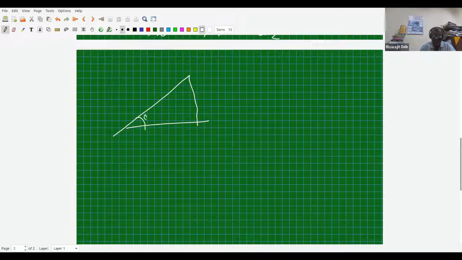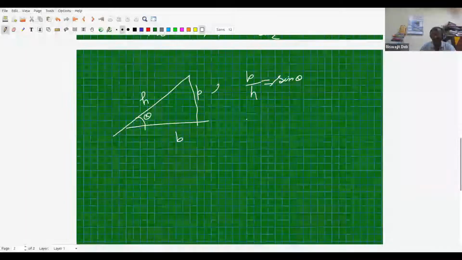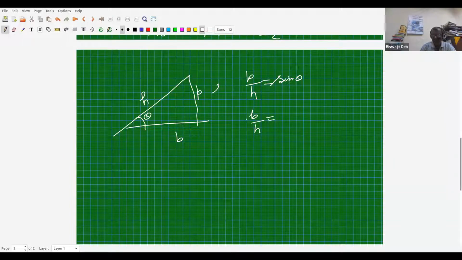So if I consider this as theta, this as H, this as P, this as B, then whatever may be the size of the triangle doesn't matter. This ratio P by H is going to be the same. We call this sine of theta. Then B by H is called cos of theta, and P by B is referred to as tan of theta. Fine.